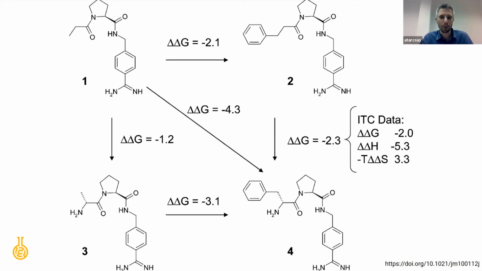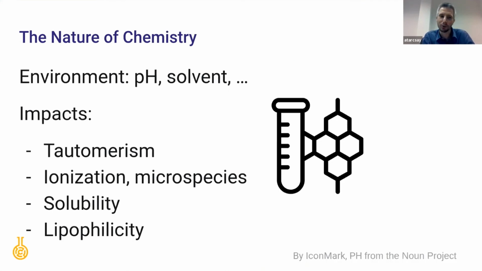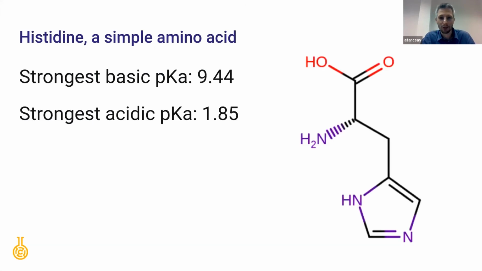So it's not like playing with Lego elements in the optimization. Due to the entropic and enthalpic changes, not just the newly formed interactions have a role, but also the dissolution and also the structuring. And how about the molecules themselves, the ligands? Ligands are like chameleons. They are adapting due to the nature of chemistry. And again, sorry for that, this is a textbook example, but the environment, the pH, the solvent, the temperature impacts tautomerization, ionization, microspecies distribution, solubility, or lipophilicity.